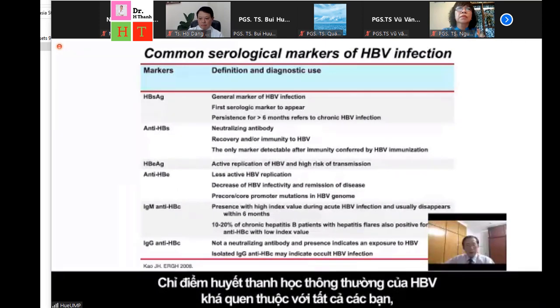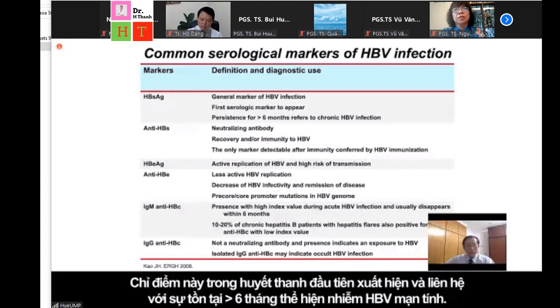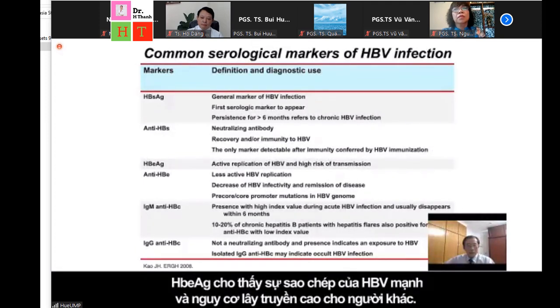This table shows the common serological markers of HPV infection, which all of you are quite familiar with. I would like to emphasize that the hepatitis B surface antigen is the hallmark of HPV infection, and when it is present for more than 6 months, it refers to chronic HPV infection. And HBe antigen indicates the active viral replication with high risk of transmission to other people.